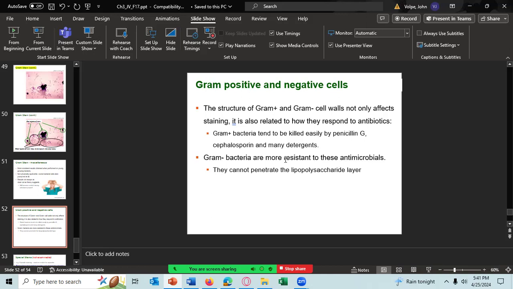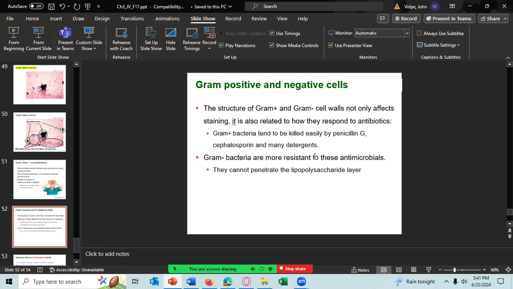But the gram-negative bacteria are more resistant to these antibiotics, meaning penicillin G, cephalosporin, and some detergents, because they have an outer membrane of the cell wall, which blocks penicillin G from getting into the cell. And it can block cephalosporin and many detergents from getting into the cell. If it can't get into the cell, it can't damage the cell. And so gram-negative bacteria are resistant to penicillin G, as well as cephalosporin and some detergents. Any question about that?